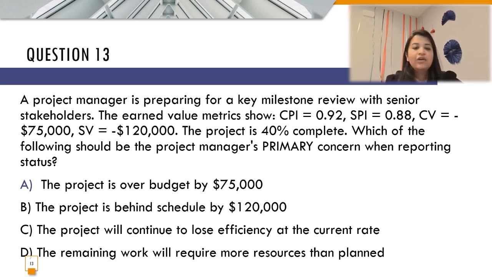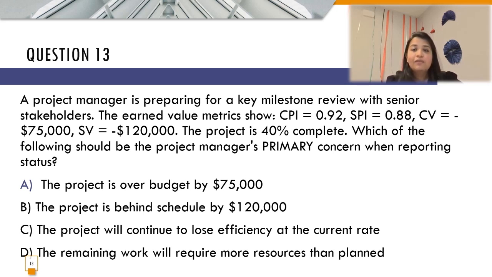The value of cost variance, which is negative $75,000, is also not acceptable. CV and SV should always be positive. In that case, the schedule variance is also minus $120,000, which typically makes us understand that the project is behind schedule. And given the other information, which says the project is 40% complete, these are inefficiencies which are going to continue if proper corrective action is not taken.